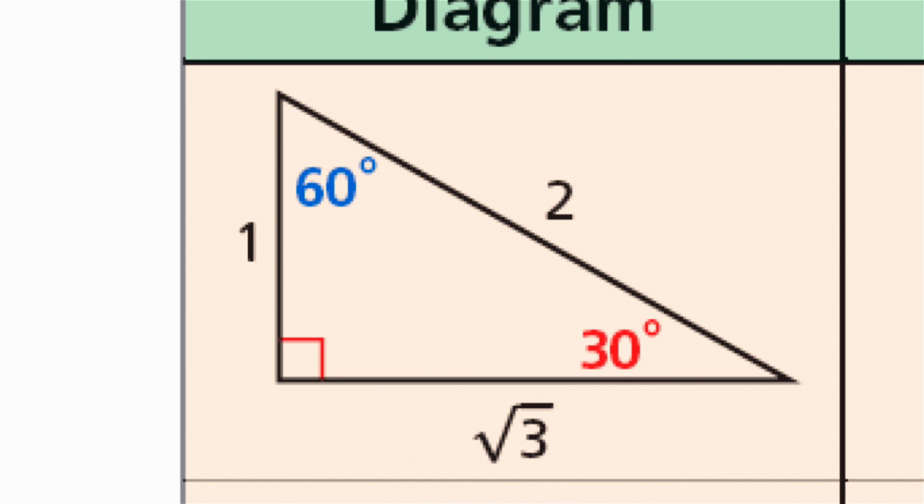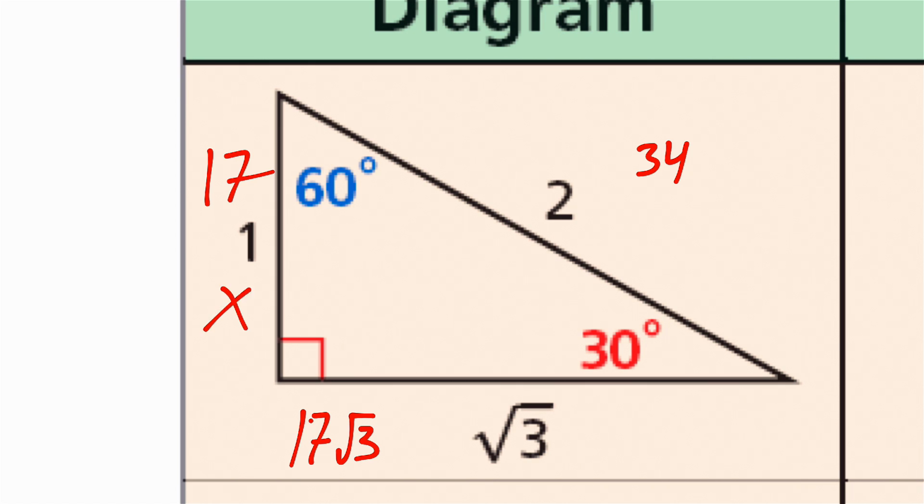So say, for example, maybe you were to make this side 17. The hypotenuse would be twice as long, so it would be 34. The other side would be 17 times the square root of 3. In general, sometimes you'll see it referred to as x, 2x, and x times the square root of 3. Same thing.